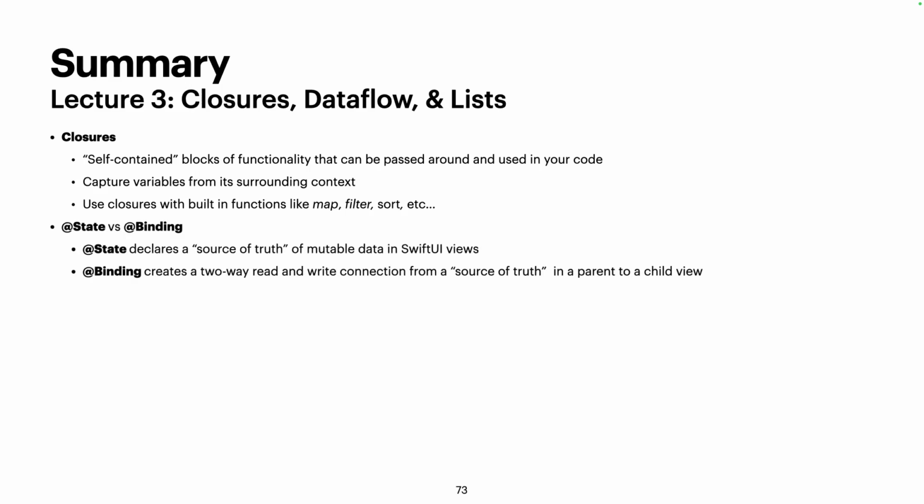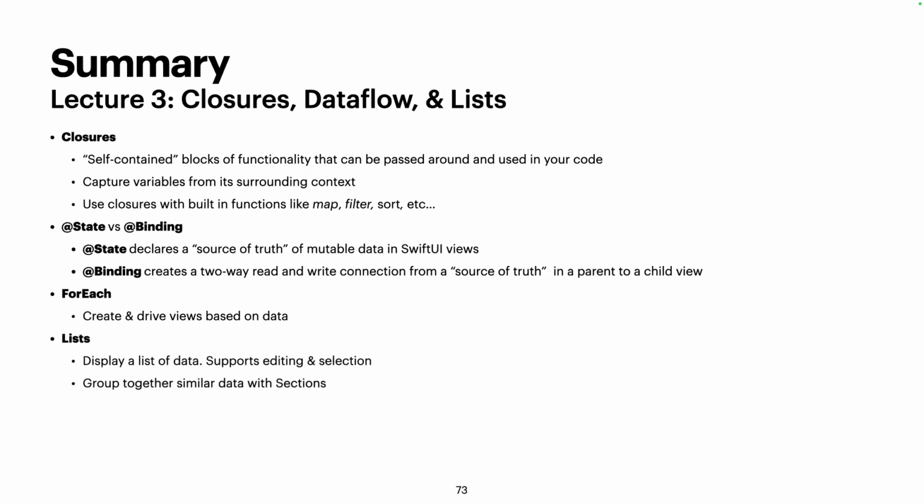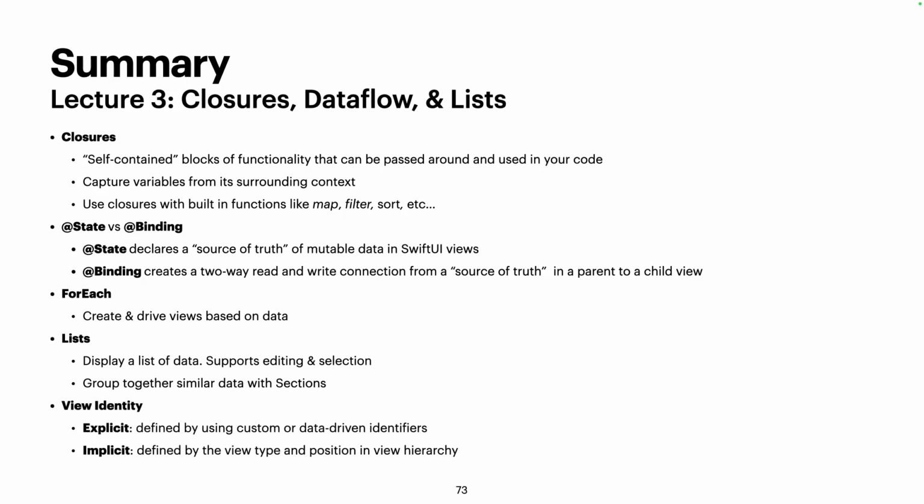@State and @Binding: @State declares the source of truth, the original location of mutable data in SwiftUI views, and an @Binding works in conjunction with an @State to create a two-way read and write connection to a source of truth in a parent from its child view. ForEach allows us to create and derive views based on data. Lists allow us to display a scrollable list of data, and support editing and selection. We can group similar data together using sections.